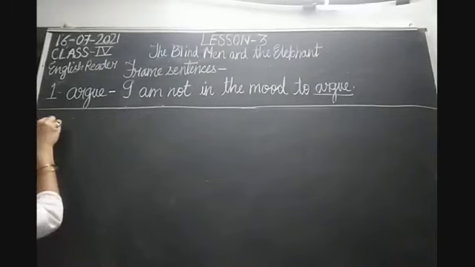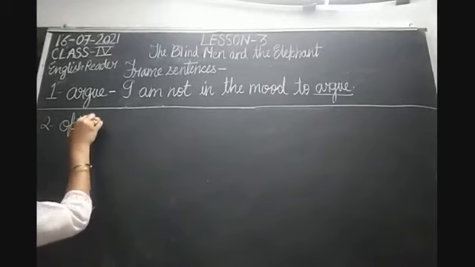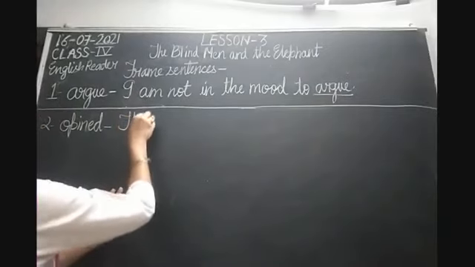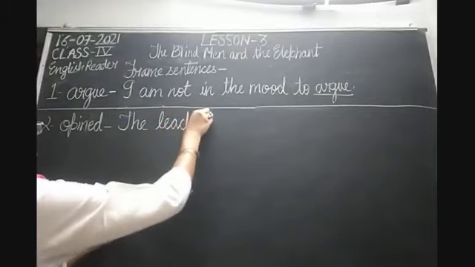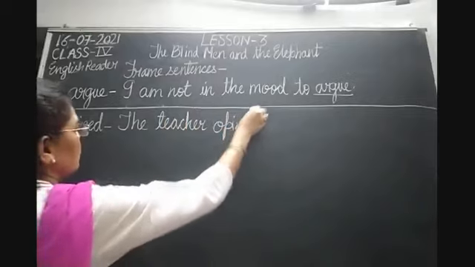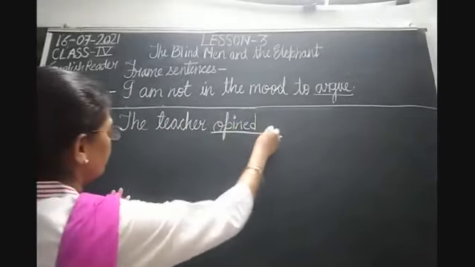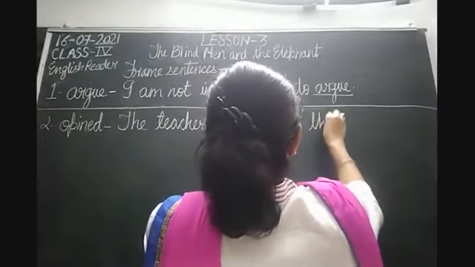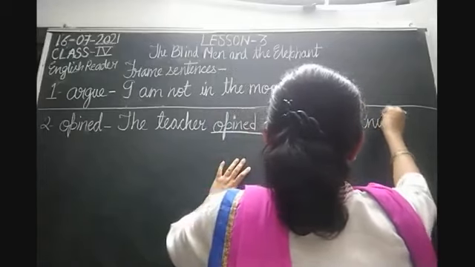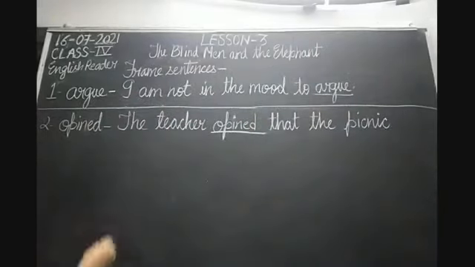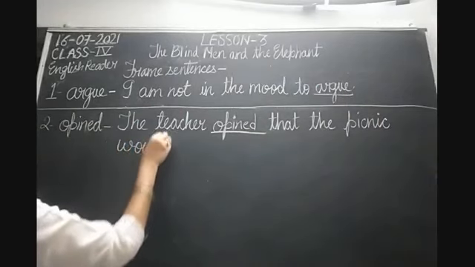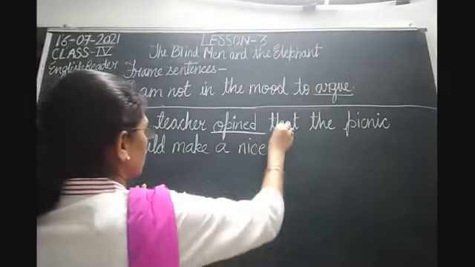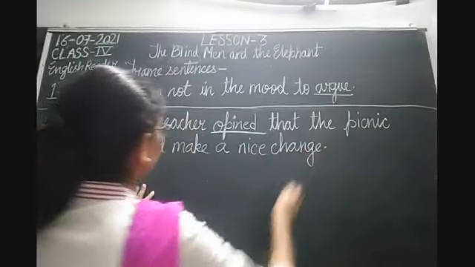Now, the second word is opine. Opine means to give opinion. Apni rai dena. Fine. And the sentence: the teacher opined that the picnic would make a nice change. This is the sentence.